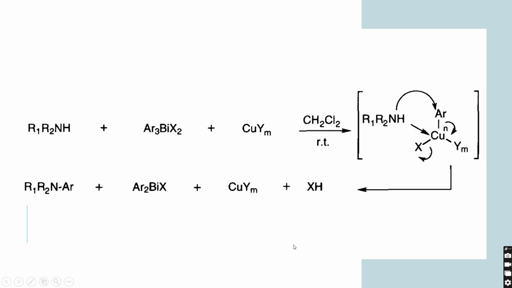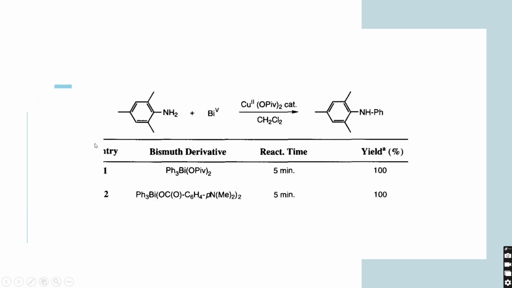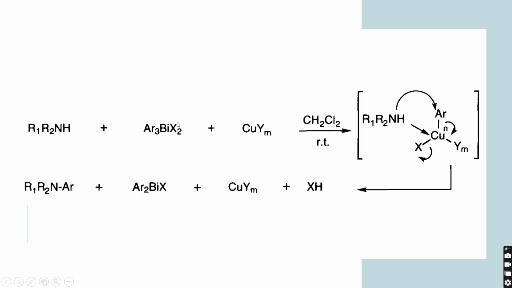So this is the mechanism which the research paper has mentioned. Suppose this amine we are starting with, here in this case we are taking ArNH2, but let us denote it simply R1 R2 NH. In our case, between R1 and R2, one of these is hydrogen and the other is an aryl group. Then we are taking this aryl bismuth reagent in which the bismuth is present in plus 5 oxidation state, and this copper reagent, where YM is nothing but the ligand present on the copper center, is just catalyzing the reaction.